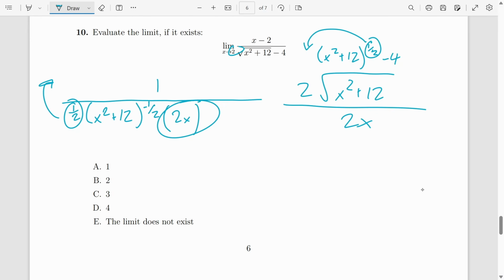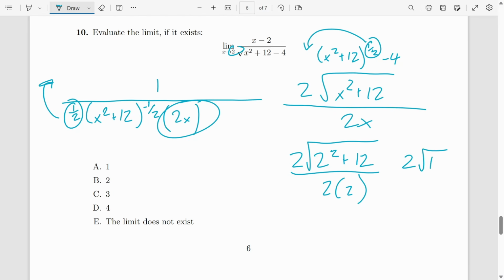So plugging in 2, we get 2 times the square root of 2 squared plus 12 all over 2 times 2. Evaluating this becomes 2 times the square root of 16 all over 4. Square root of 16 is 4, so these cancel, and we're just left with 2, which is B.